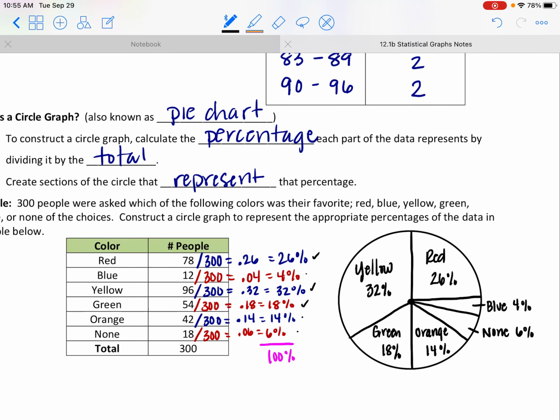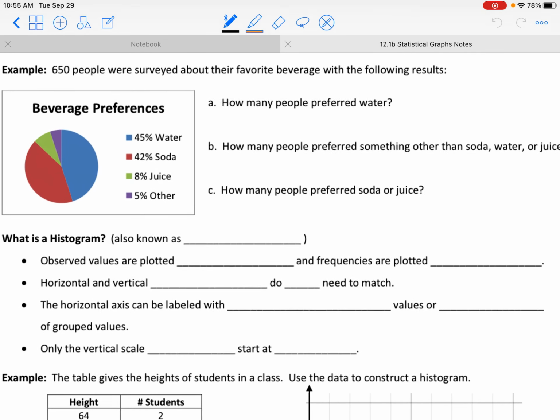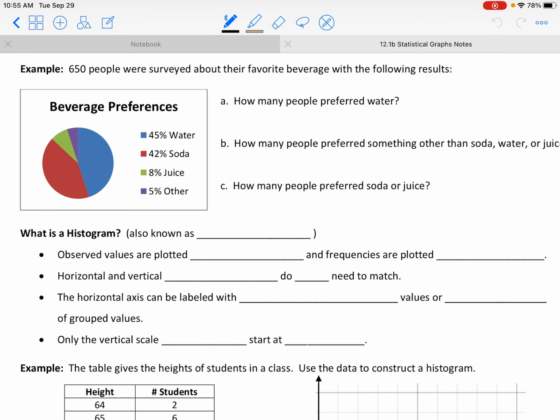Okay, so there it is. There's a circle graph. So you should be able to create one, but more importantly, you should be able to understand the workings, so understand how the percentages represent the total, and so on. And then, if I give you a circle graph, be able to answer some questions based off the information. For example, let's say 650 people were surveyed about their favorite beverage, and the following results are shown in the table. It says 45% preferred water, 42% preferred soda, 8% preferred juice, and then there's 5% who said something else.